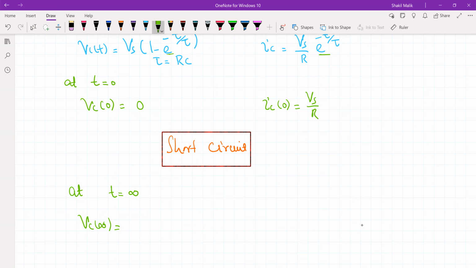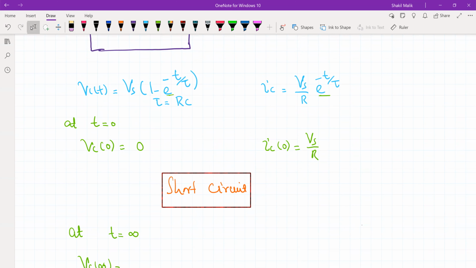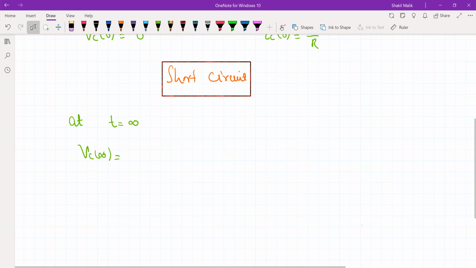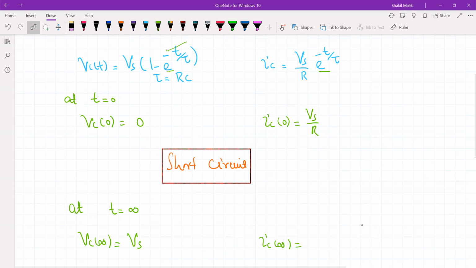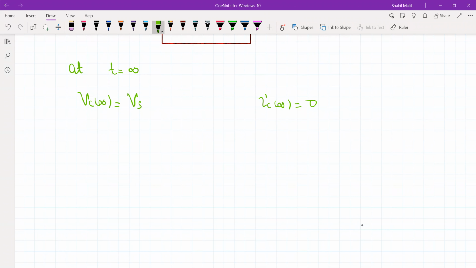Let's use t equal to infinity. At t equal to infinity, what's the value of this quantity? This will be 0, so we are left with Vs. And what will happen to the current? IC of infinity: from this quantity, you can see it is 0, so 0 multiplied by this is 0, so IC will be 0.